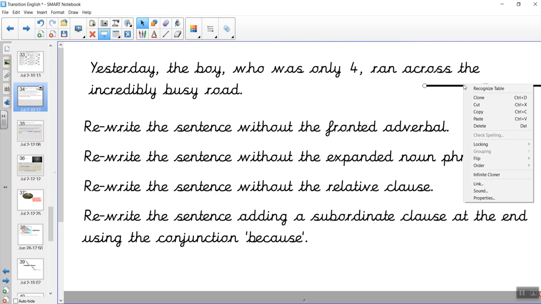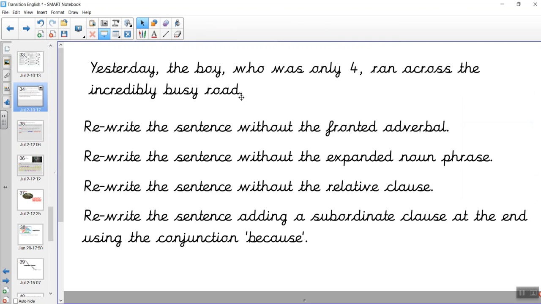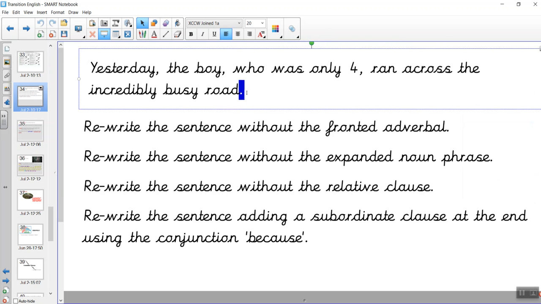Let's see. Let's move this. If I need to rewrite mine, I'm going to take out the full stop, aren't I? And to replace it with a because. Yesterday, the boy, who was only 4, ran across the busy road because he saw his friend. There's my subordinating conjunction and my subordinate clause.